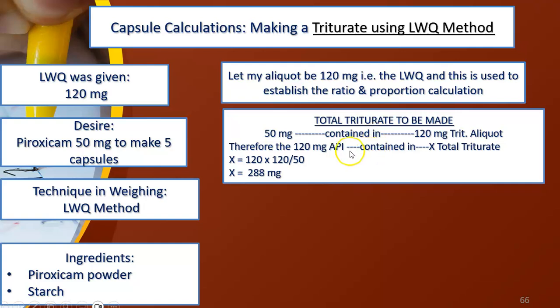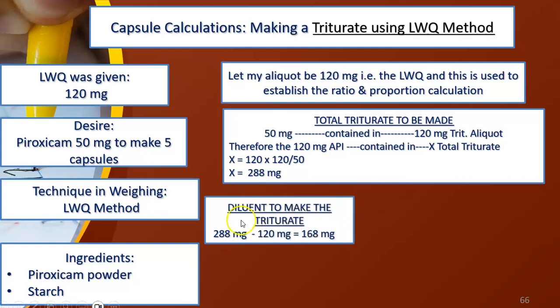So when I set up my ratio and proportion, the total triturate is 288 milligrams. It means my diluent is the total mixture minus the total drug to make the triturate, and so I only need 168 milligram of starch.